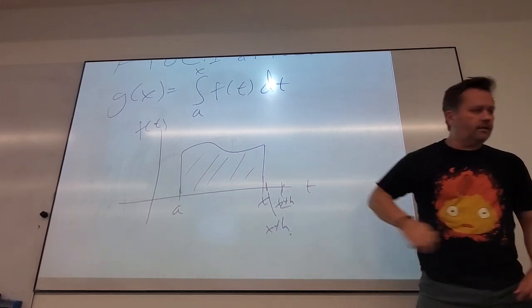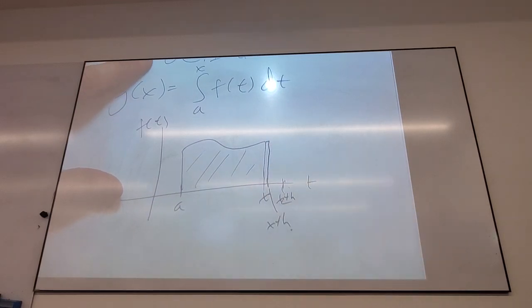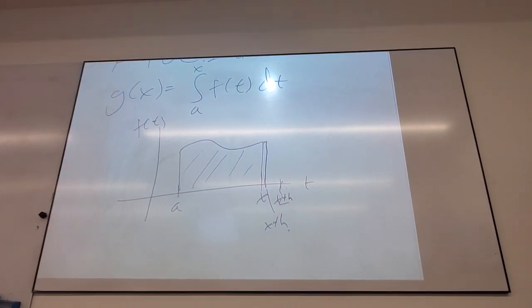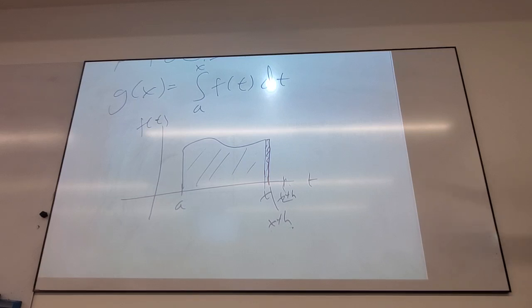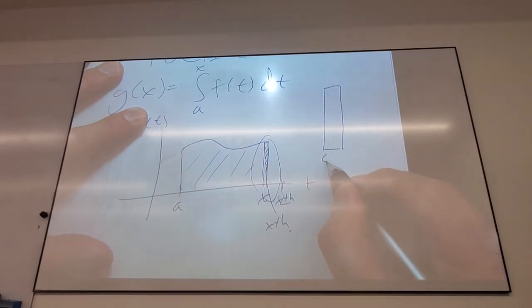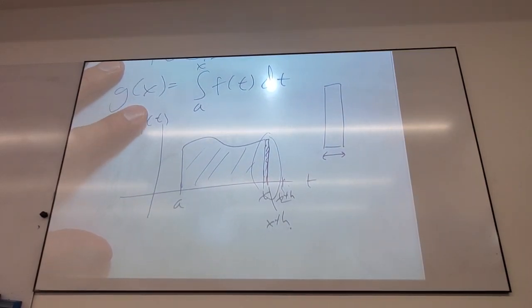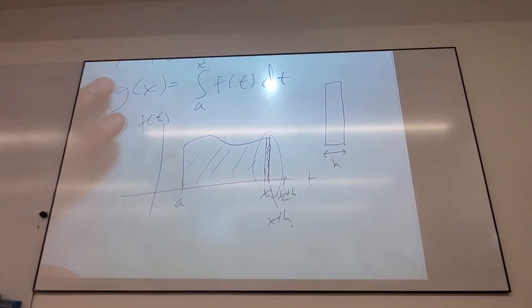Does anybody see, couldn't I draw this little dude here? Isn't the area of this representative of how much my area has changed now that I've stepped out a little bit further? You guys with me? What is that area? So let me zoom in on this. How wide is this? h. Because this is x plus h, it's h wide. How tall is it?